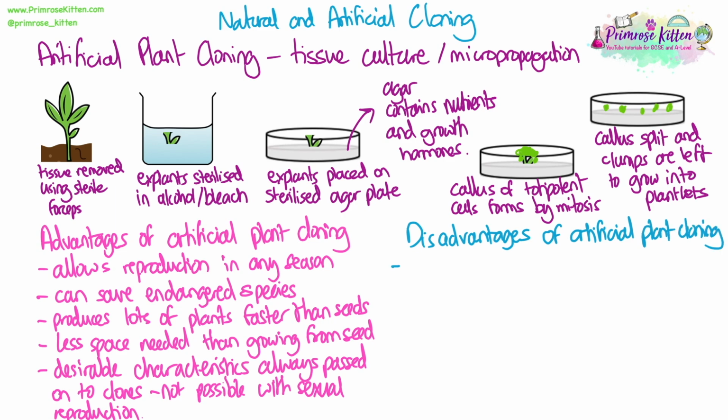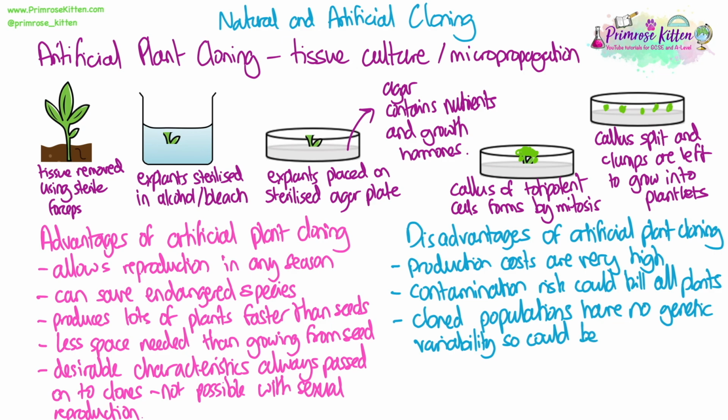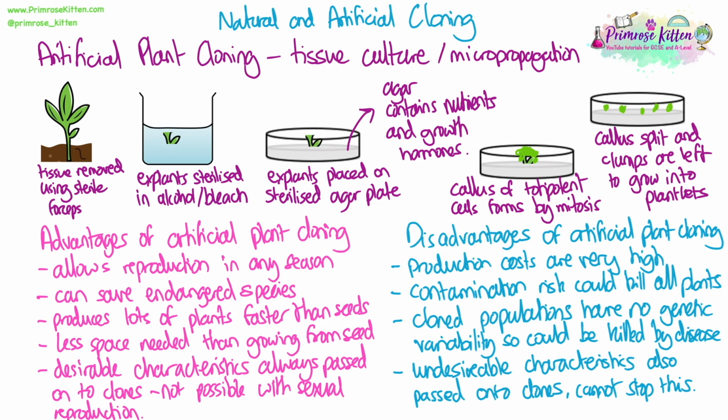The disadvantages of this method of cloning: the production costs are very high, much higher than just growing by seed. There's a contamination risk that all the plants could be killed if they get infected with some kind of disease, especially during the process if sterile techniques are not used. The cloned populations also have no genetic variability, so they could all be wiped out by another disease. Again, although you can control the desirable characteristics that are passed on, any undesirable characteristics will always be passed on, and you cannot stop this.